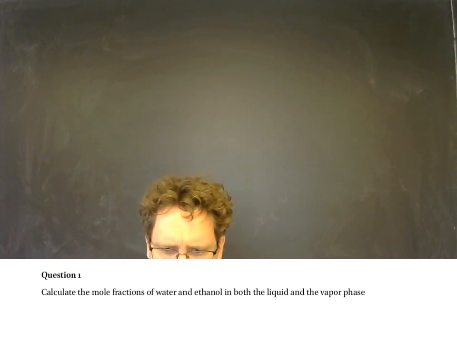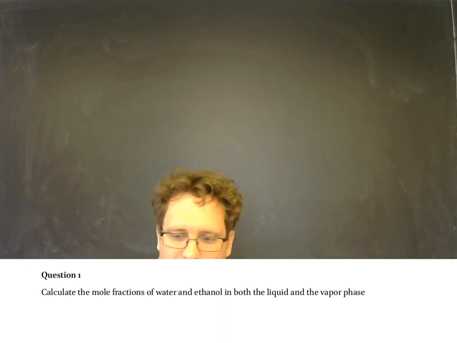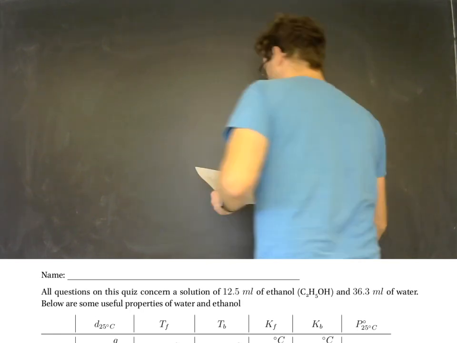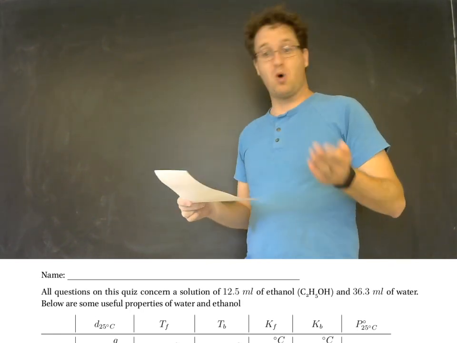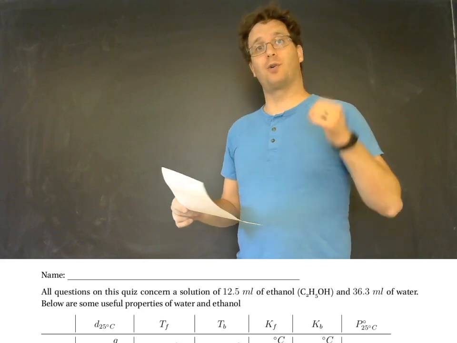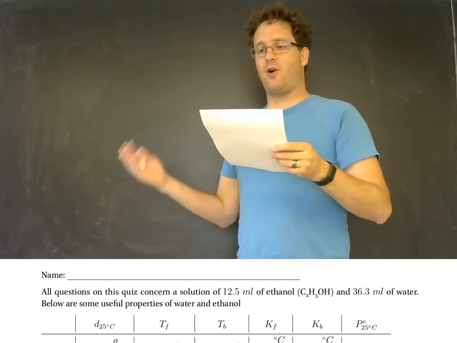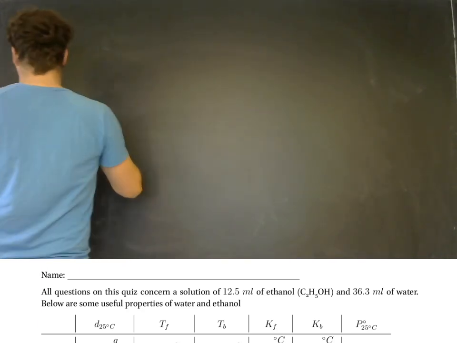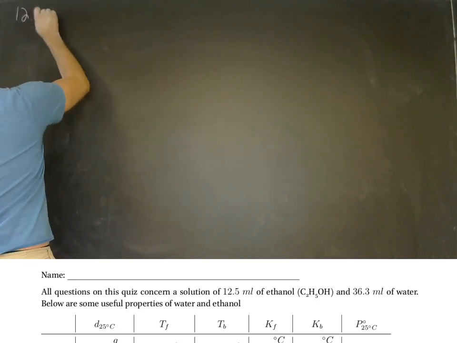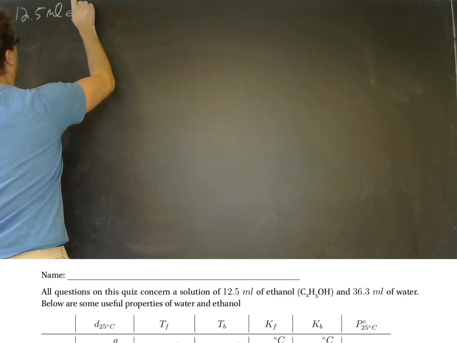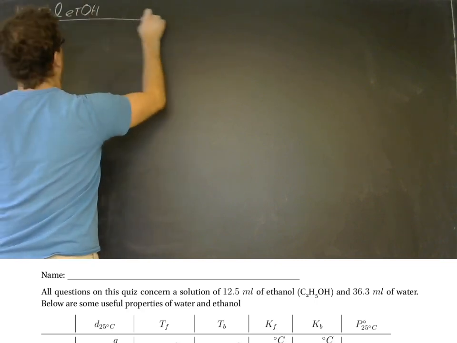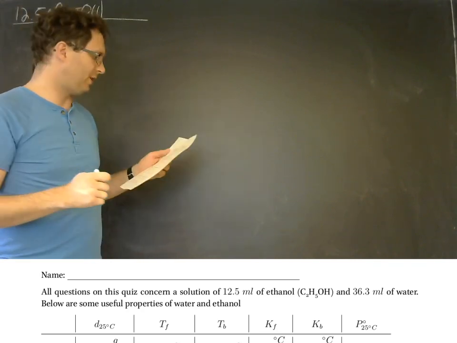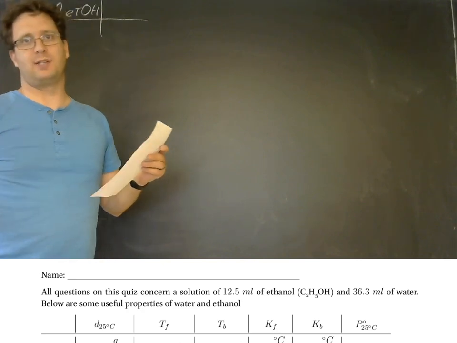Calculate the mole fractions of water and ethanol in both the liquid and the vapor phase. So we're going to have to work out the number of moles of ethanol and the number of moles of water in order to get a mole fraction. We were given volumes, which means we're a couple of steps removed from what we want. We'll start with 12.5 milliliters of ethanol. Volumes are really convenient to measure out when you have a liquid, but they're not as helpful when you need to get into moles.